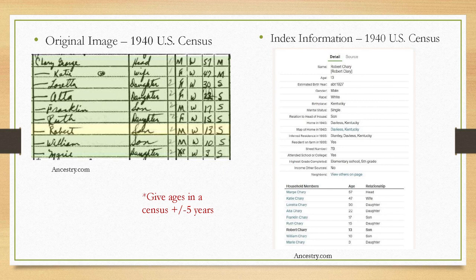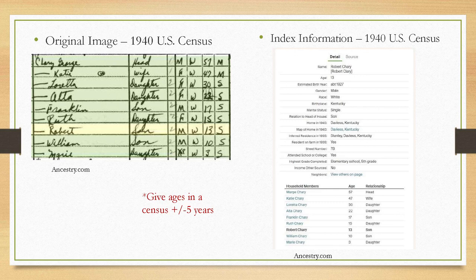The reason I couldn't find it was because the indexer put the name as Chari instead of Clary, and it wasn't showing up. Since I've found this, someone has added the Clary, and it will show up now. And also, as you can see, George Clary is Marge on there. I don't know how you get Marge out of that, but, mistakes happen.